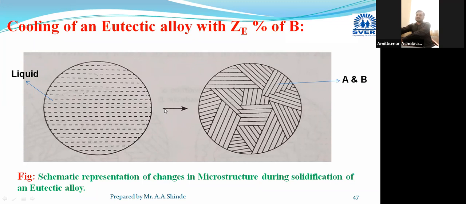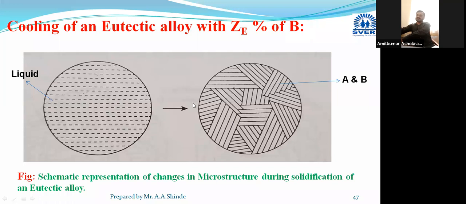Then when temperature reaches point E, eutectic transformation occurs, and this liquid gets transformed to a mixture of two different solids, A and B. This is also termed the eutectic mixture, or mixture of elements A and B. So these are the microstructural changes: liquid gets transformed to the eutectic mixture, that is, a mixture of elements A and B. This is the schematic representation of changes in microstructure during solidification of a eutectic alloy.